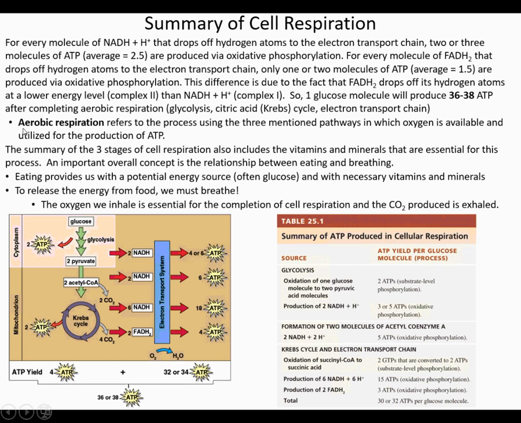The summary of the 3 stages of cell respiration also requires vitamins and minerals that are essential for this process, hopefully helping to establish and bring together the important relationship between eating and breathing. Eating provides us with a potential energy source, whether it's carbs, proteins, or fats. And it's often glucose, as we've just been talking about, with the necessary vitamins and minerals that help aid those processes. To release the energy from food, we must breathe. Oxygen we inhale is essential for the completion of cell respiration, and the CO2 produced is exhaled.